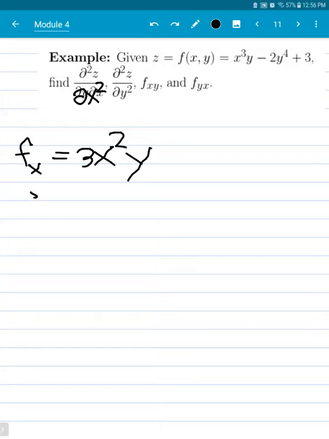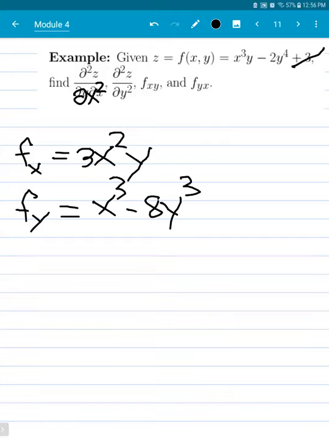Let's first get the partial with respect to y, before the second order derivatives. First term, with respect to y, x cubed is constant, so we have x cubed times the derivative of y with respect to y, which is 1. Then the second term with respect to y, by the power formula, is negative 8y cubed. And this is constant. So we have the first order partial derivatives.